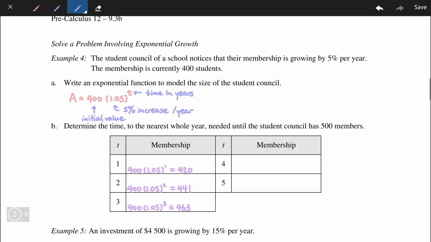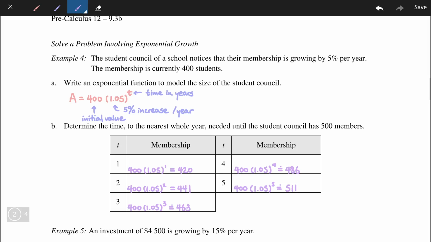And from there, same thing again, 400 and then 1.05 to the fourth power. And that will give us 486, which is very close to 500, but not quite. So in the next year, we once again have 400 times 1.05 to the fifth power, and that will take us finally over 500, and we end up with 511 students. So it will take 5 years.